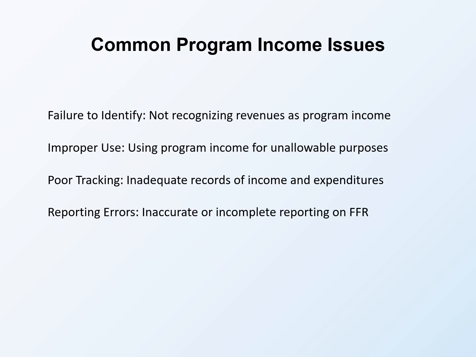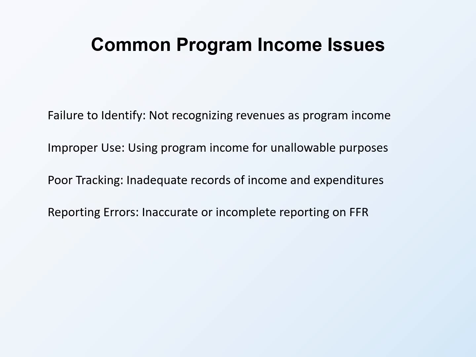Improper use of program income violates federal requirements. Using program income for unallowable costs, diverting it to unrelated purposes, or failing to use it according to the applicable method creates compliance problems. Program income is not unrestricted revenue, it carries obligations. Poor tracking produces inadequate records of income and expenditures. Without clear tracking, you cannot demonstrate where program income came from, how much was generated, or how it was used. Auditors examining program income need documentation you may not be able to provide if tracking is inadequate.